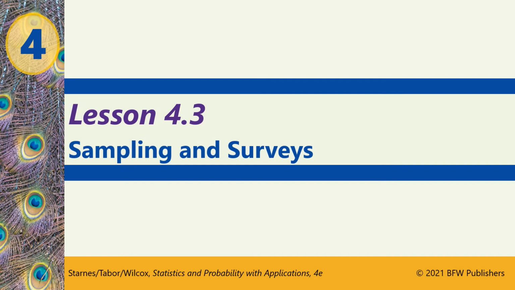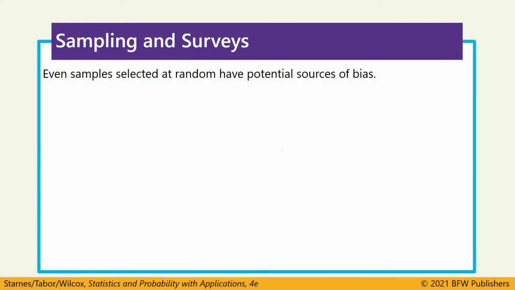Section 4.3 is going to cover a few different types of sampling and survey methods. In the last section, we talked about why it was important when conducting a sample to select people at random rather than having them opt in or selecting them by convenience. This helps eliminate bias. However, even when we use that randomization process, there are still some potential sources of bias.